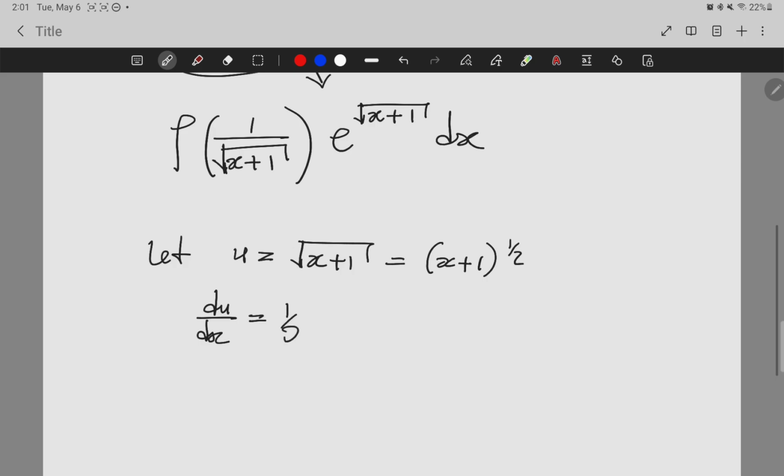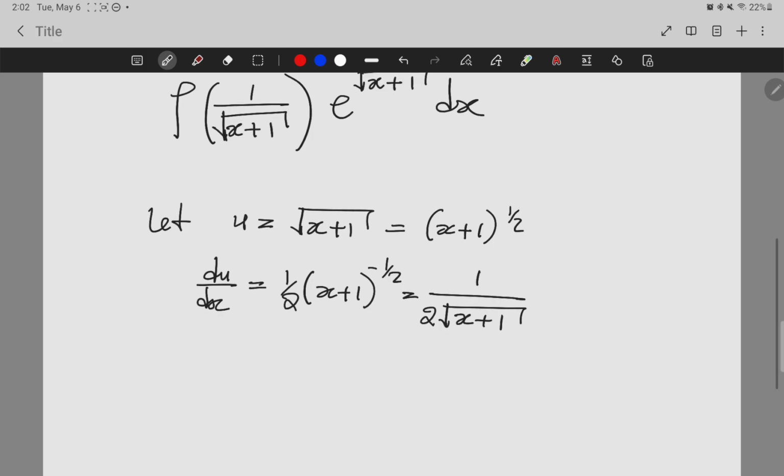So when you differentiate, the 1 over 2 multiplies here, this remains the same, and the power reduces by 1 to become minus half. When you change this back to a root using indices, it reduces to 1 over 2 root x plus 1. From here, make dx the subject of the formula. You notice that dx is equal to the 2 root x plus 1 coming here, multiplying du.